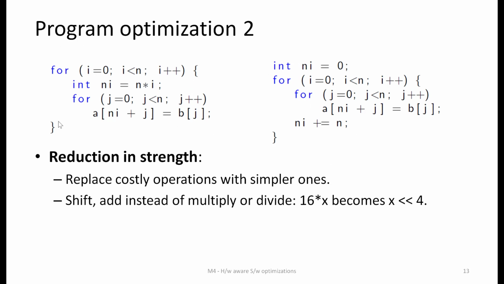So the initial code can now be changed into something like this, wherein we are incrementing the value of ni by n for each iteration of i. This is effectively the same as multiplying n with i for each iteration. But if the underlying hardware says that all the operations will take the same time and same power, this optimization might not be so effective with performance.